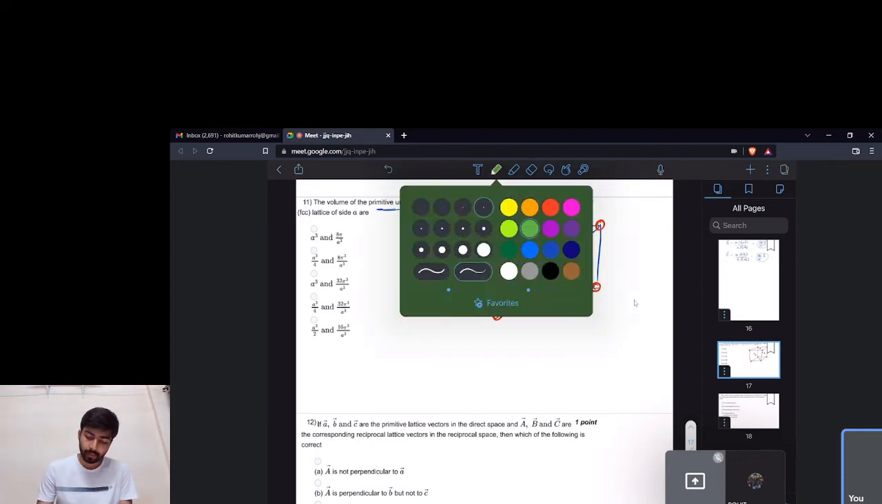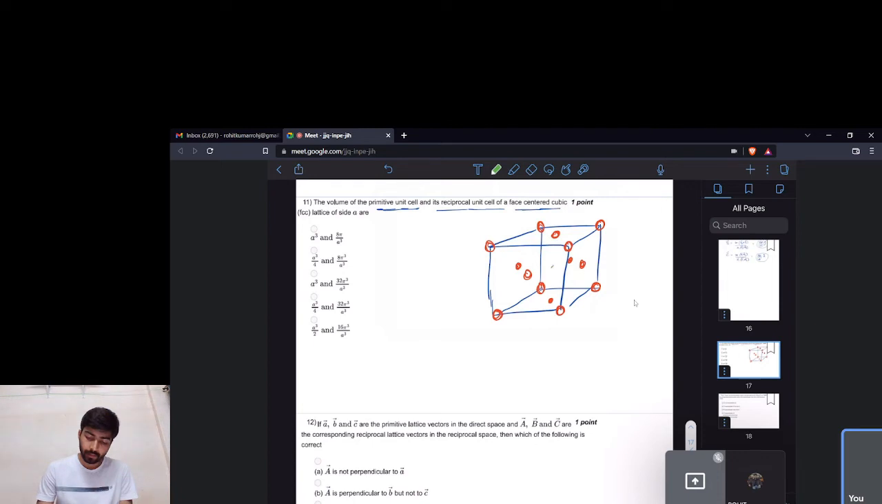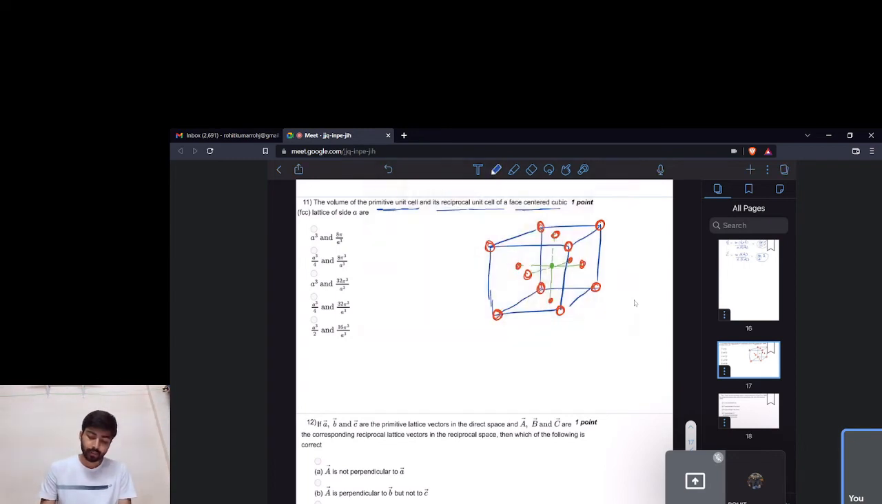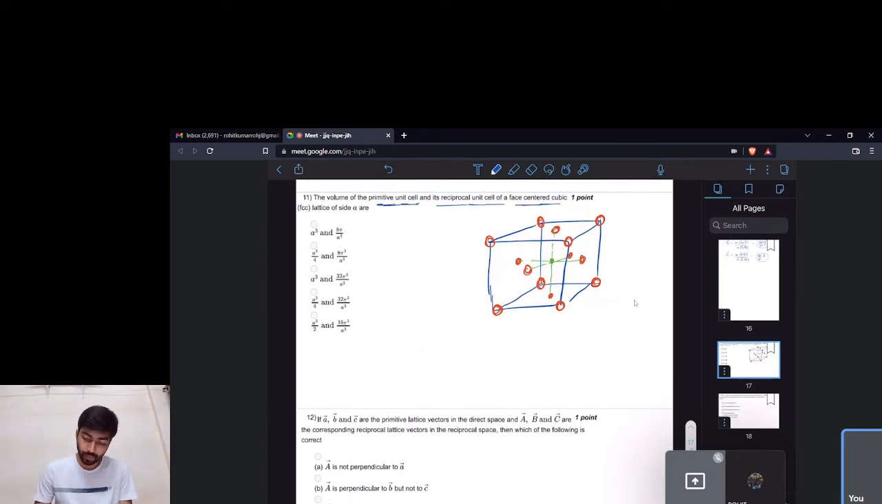And let's say this is the center from where you can draw these. Now for an FCC, the construction of primitive vectors is done as the following. Let me choose this as 0 0 0. This would become A 0 0 0 if I take this direction as the x-axis, y-axis and z-axis.